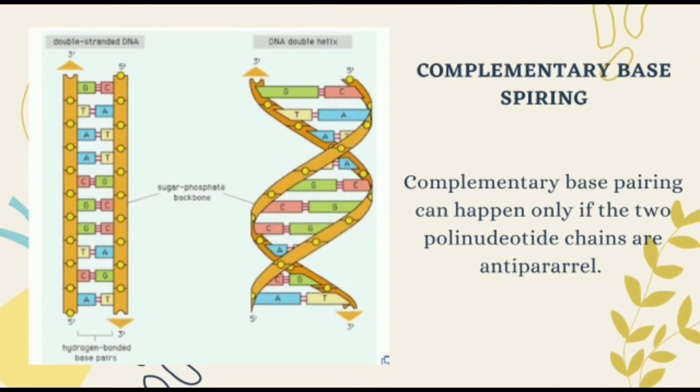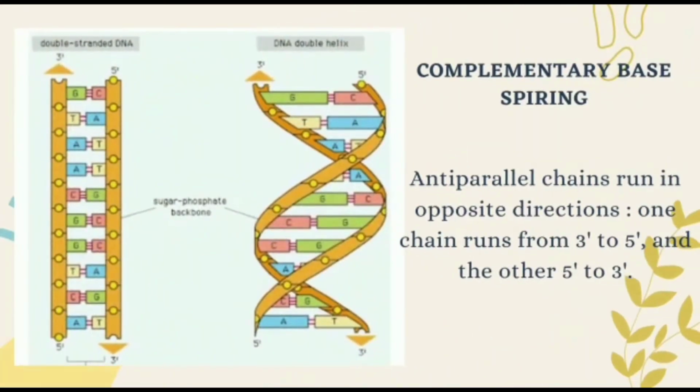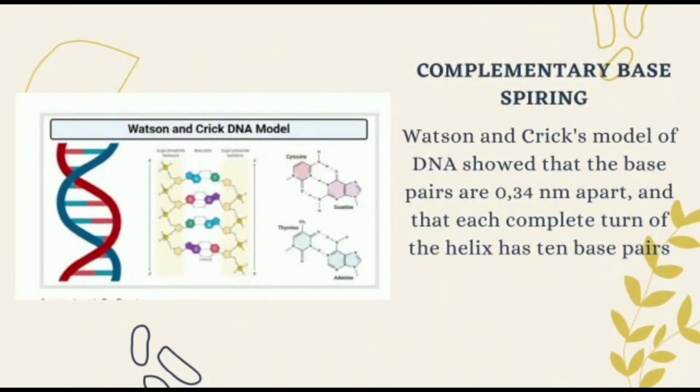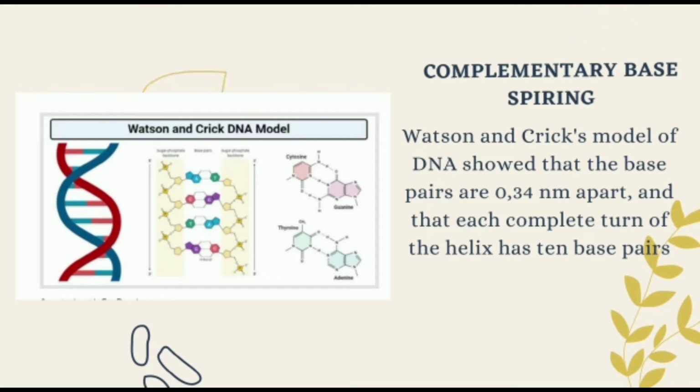Complementary base pairing can happen only if the two polynucleotide chains are antiparallel. Antiparallel chains run in opposite directions. One chain runs from 3 to 5 and the other 5 to 3. Watson and Crick's model of DNA showed that the base pairs are 0.34 nanometers apart, and that each complete turn of the helix has 10 base pairs.